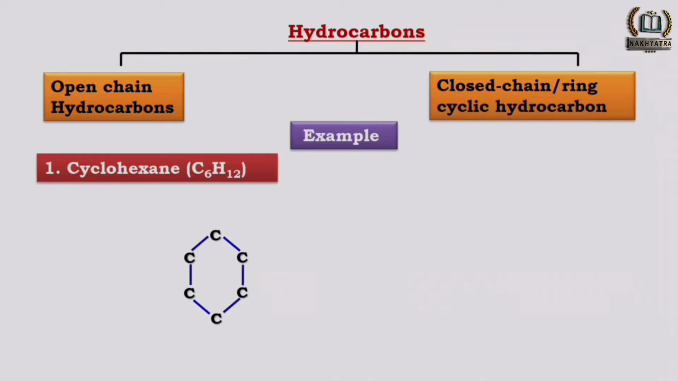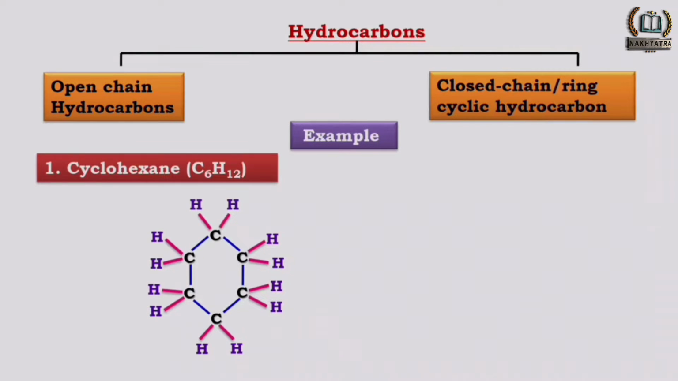Alright, now see the structure of cyclohexane. From the structure you can see that there are no CH3 endings because it forms a ring. See the structure, it forms a ring, right? So it has no CH3 ending. Instead, each carbon is connected to a CH2. So every carbon is connected to CH2, right? Here one carbon and two hydrogen atoms.